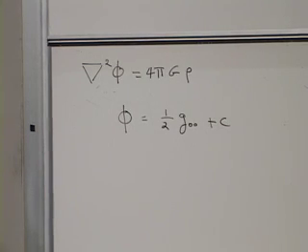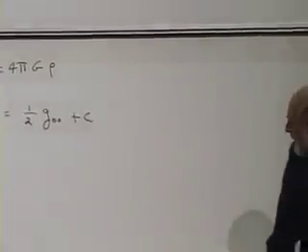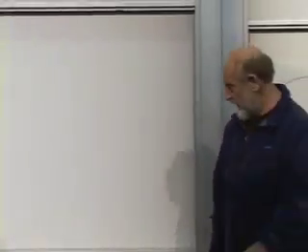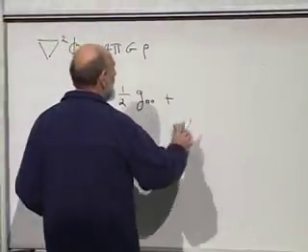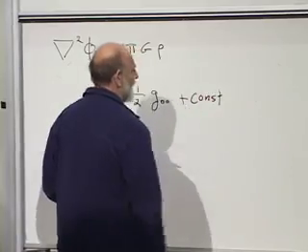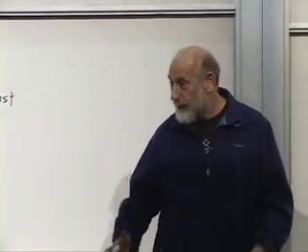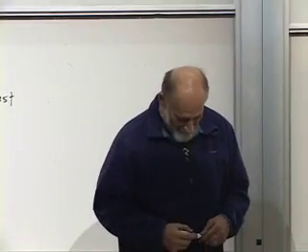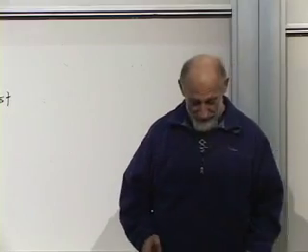I believe it's plus. Do you want to use C or do you want to use K or something? I do not want to use C. Let's call it CONST, constant. Of course, the speed of light is also a constant, but I don't think it would be unclear. Good.